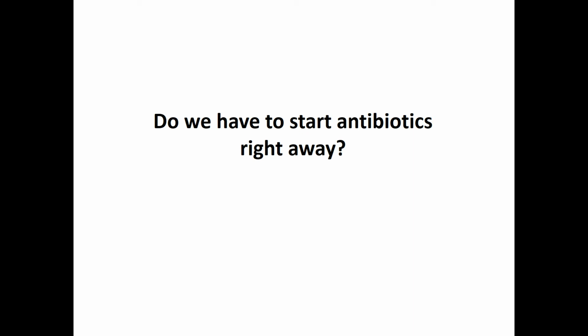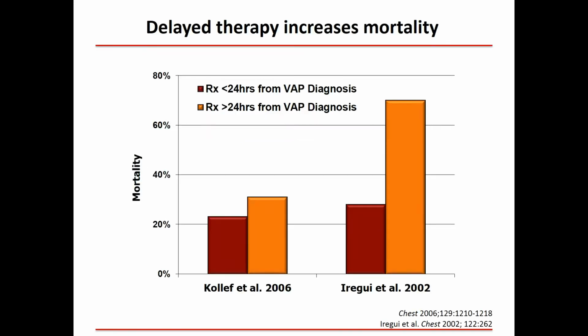So our next question is, do we have to start antibiotics right away? Do we have the luxury of a little bit of time to further evaluate the patient's condition and evolution to work out whether the patient does have pneumonia or not, or do we really have to start things right away? Just as in the sepsis literature, where there is an increasing number of observational studies suggesting that delay might be associated with increased mortality, there is parallel literature inside the VAP world.